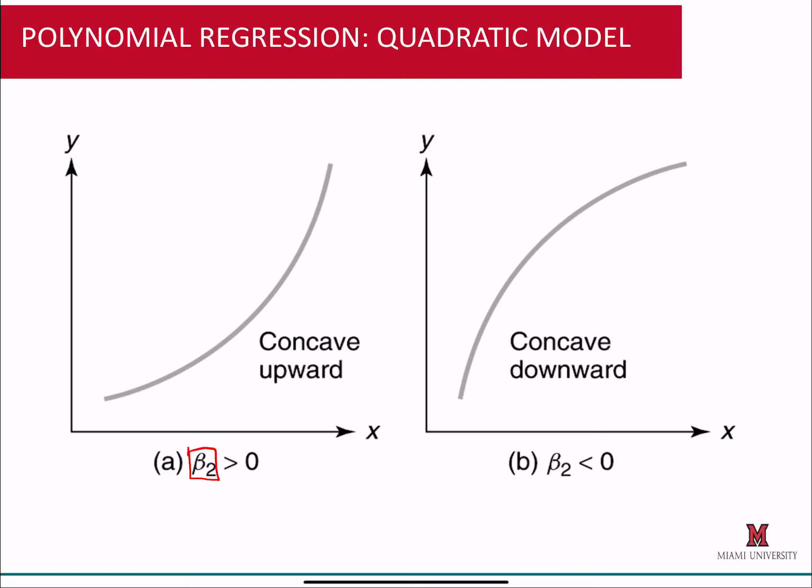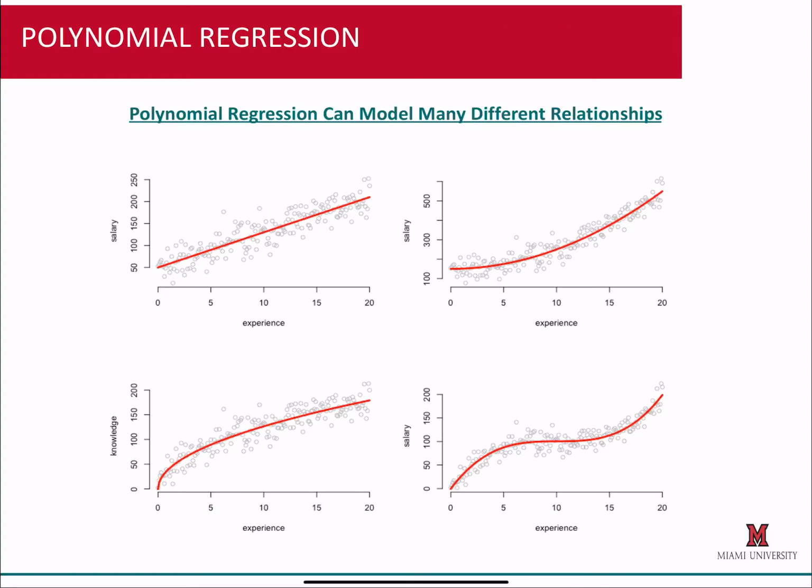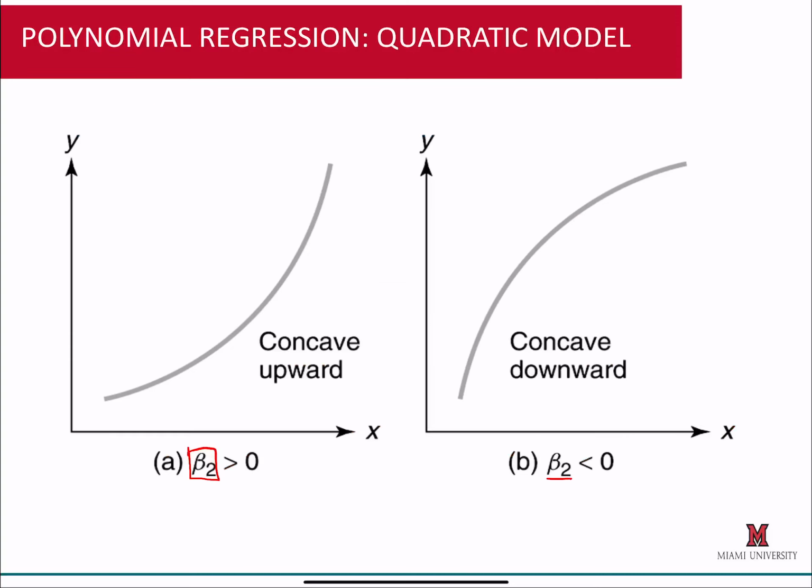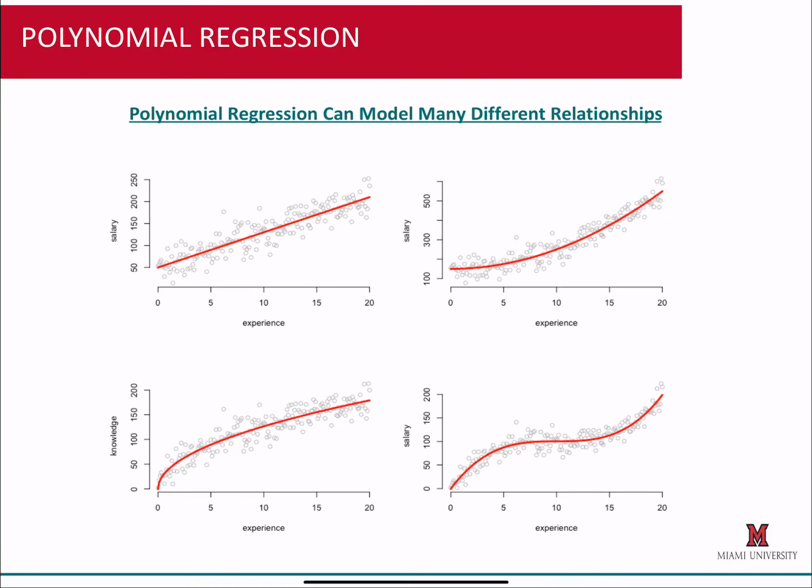If it is greater than 0, then the relationship is concave upward. I mean, it looks like this. And if the parameter is less than 0, then it's a concave downward kind of relationship. This is an example of what we call a quadratic model. Polynomial regression is more than that, actually. Polynomial regression can model many different types of relationships.